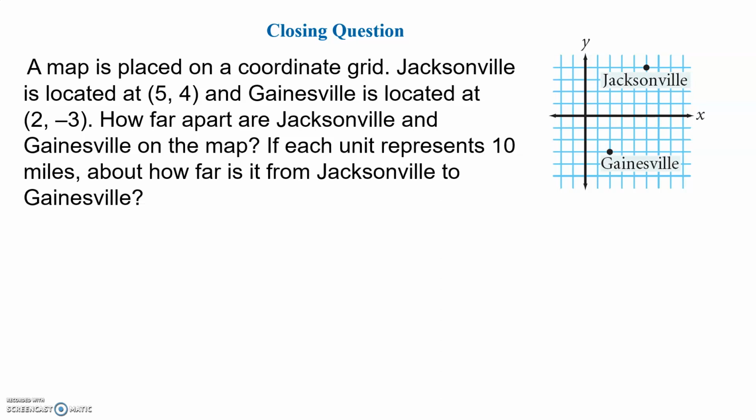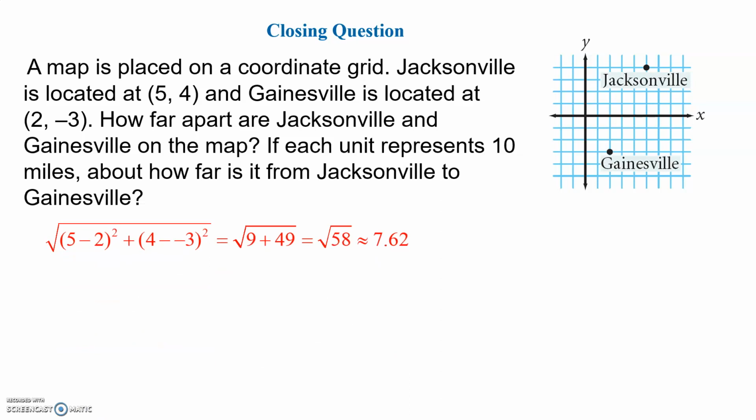A map is located on a coordinate grid. Jacksonville is located at 5, 4, and Janesville is located at 2, -3. How far apart are those on a map? And this says each unit actually represents 10 miles. So how far apart would they be in reality?